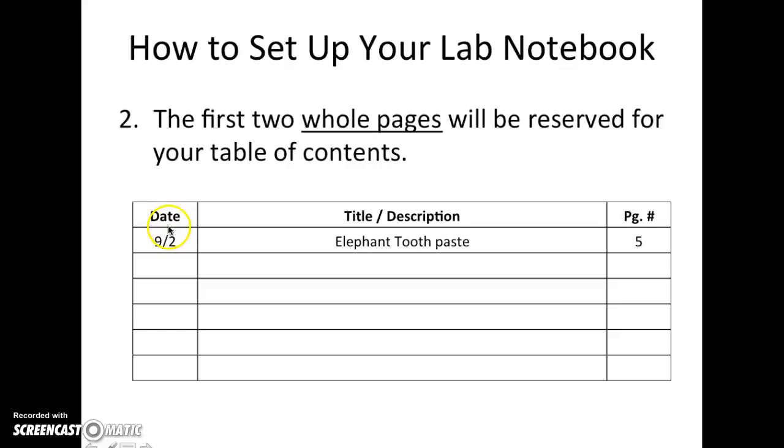In the leftmost column, you're going to put the date, which you'll fill in as you do the lab, and it'll be the date you do the lab. The middle column, you put the title description. So in this case, for this first lab, it's elephant toothpaste. And then the last column will be the page number. And most likely you'll start elephant toothpaste on the 5th page, since again, the first two whole pages will be reserved for your table of contents.